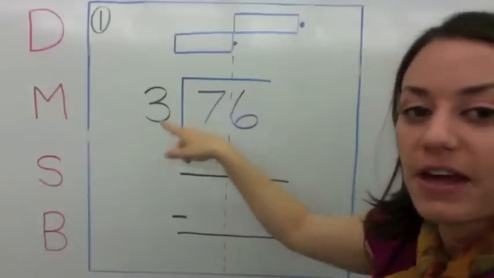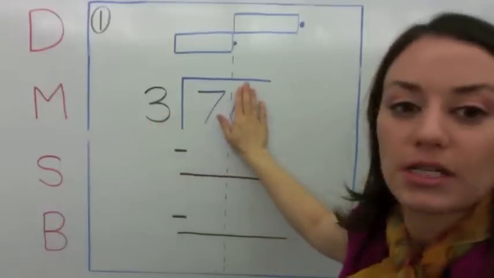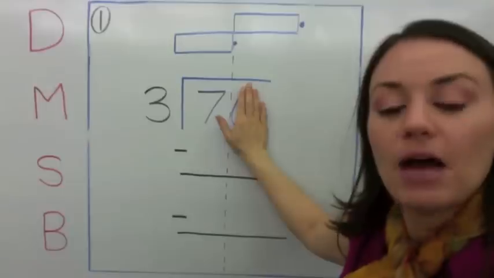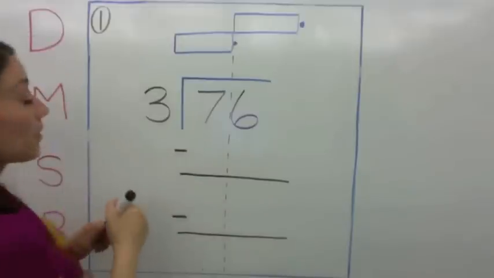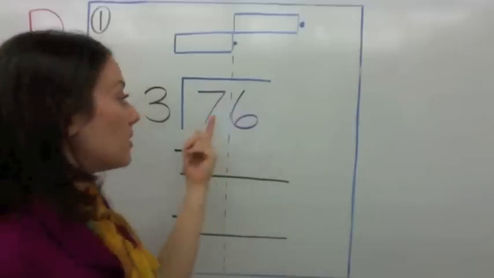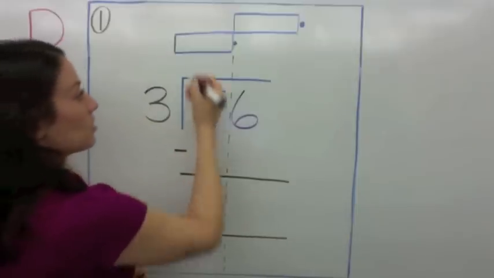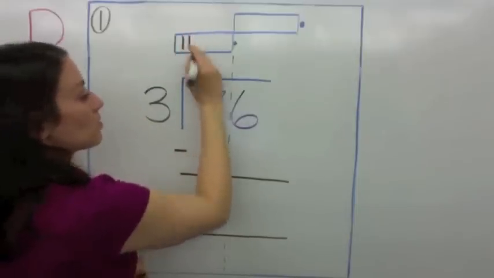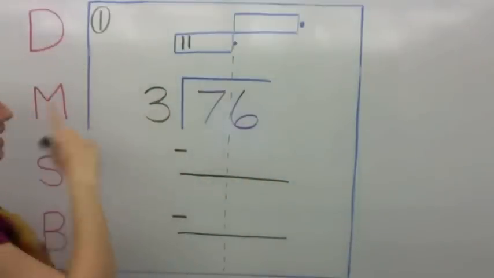We have 76 divided by 3. Again, we're going to skip count by 3, but first we're just going to look at 7. How many times do you skip count by 3 to get to 7? Now, there are going to be remainders, so you're not going to actually be able to skip count to 7. Skip count to a number that is closest to 7. So we're going to say 3, 6. What would come next? 9. But 9 is too big. So we're going to stop at 2.